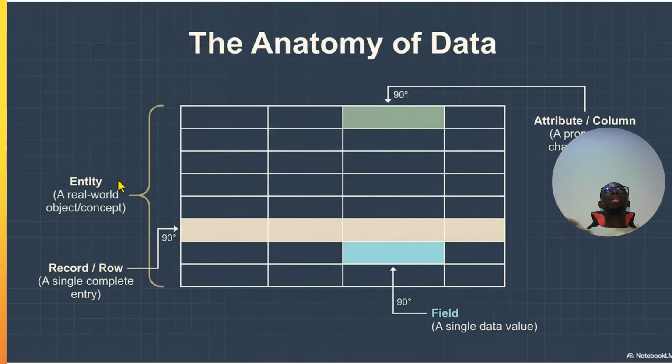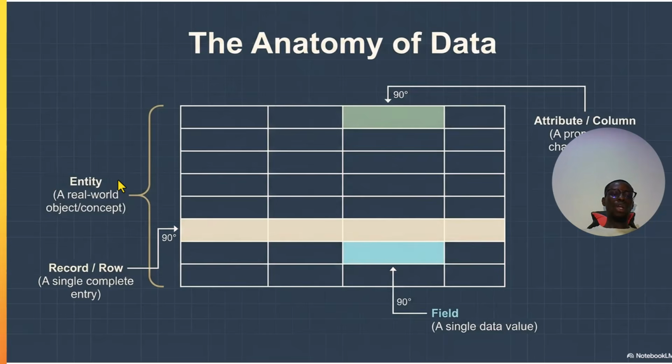Let me pick another instance. Let's say a book. A book is an entity, but the book would have different things describing it, such as the one who wrote the book, the year in which it was published, the book title. All these things are describing what? The book. So we say an entity is a real world object or concept, and an attribute describes it.